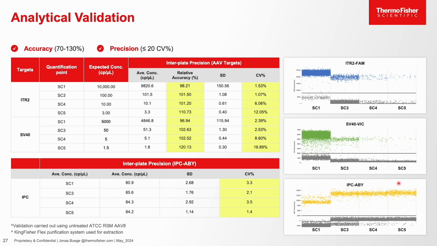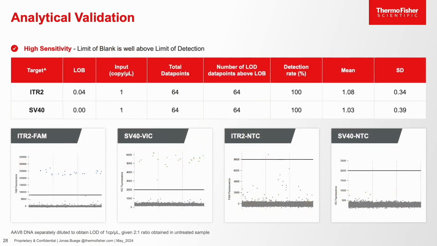By including an internal positive control, the assay can effectively identify any potential issues that can affect the accuracy of the results. The assay was assessed for robust sensitivity by spiking in 1 copy in 64 wells. All wells tested showed 100% detection with no fallouts. This indicates that the assay is highly sensitive and capable of reliably detecting low levels of targets.